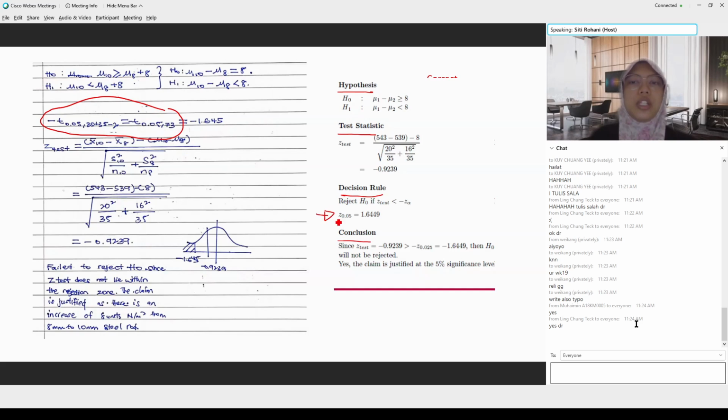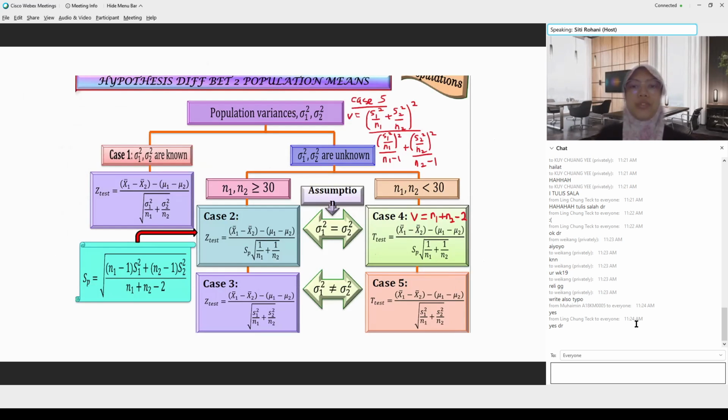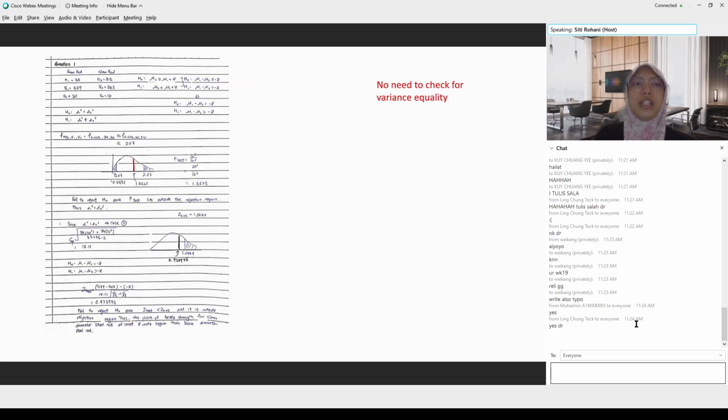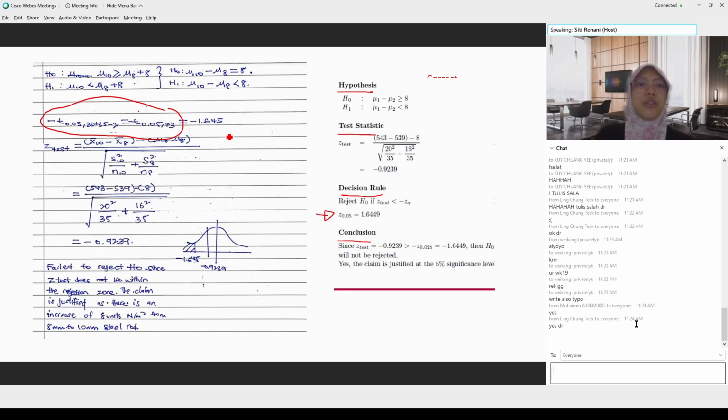So now you need to use the Z alpha, not the T, because when we look at the formula here, we use case 3. So we use the Z test, not the T test. Please be careful when doing this. So you use Z alpha, not the T. So this is not the correct answer, this is wrong. Please check again your answer for this one.